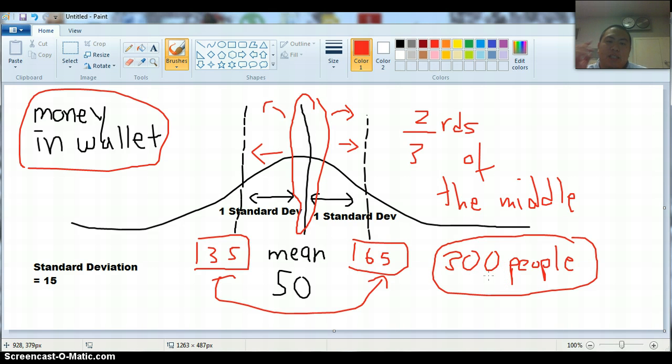Okay, so that's essentially the main thing with standard deviation. Standard deviation, you can only do it with normal distributions. Anything that's not normal, you want to stick with IQR and median box plots. Okay, so this is the main concept of today.